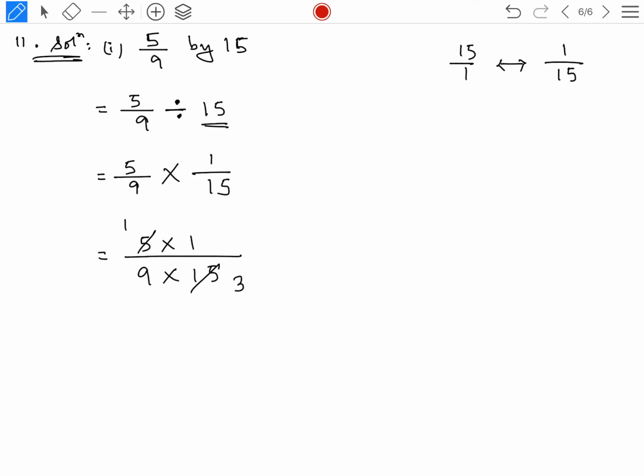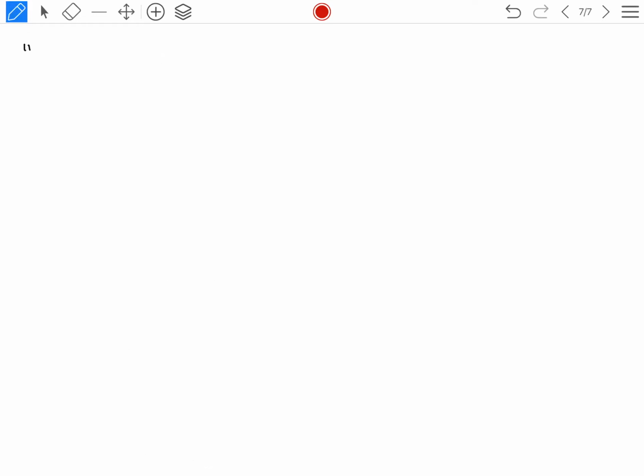Okay, next step, multiply numerator into numerator, denominator into denominator. Now see, 5 1s are 5, then 5 3s are 15, yes or no? So you will get 1 into 1, 9 into 3, so 1 by 27. Understood? So this is your answer. Okay, we'll solve two or three more, then you will understand.